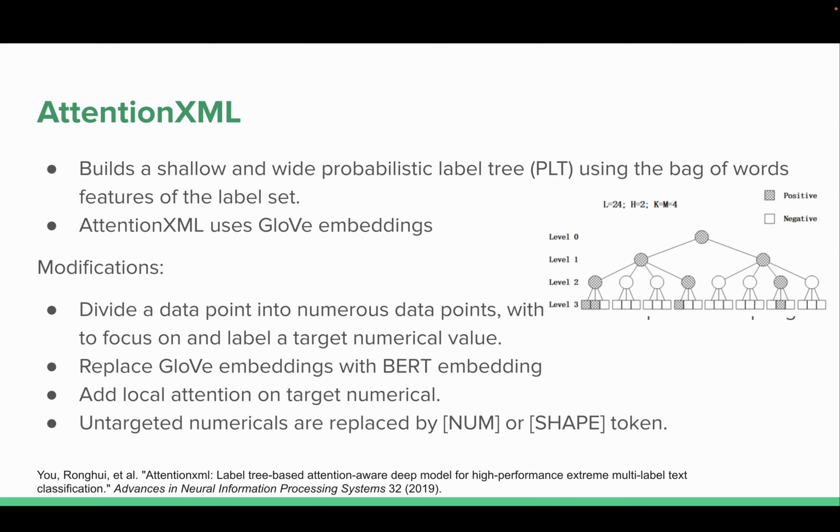So the AttentionXML framework works like this. It builds a shallow and wide probabilistic label tree using the bag of words feature. It uses global embedding, so we made some modifications in order to adapt it to our framework. We divided the data points into numerous data points to focus on a target numerical value. We replaced GloVe embedding with the BART embedding. We added local attention on target numericals, and untargeted numericals we replaced by the num or shape token. These are special tokens.